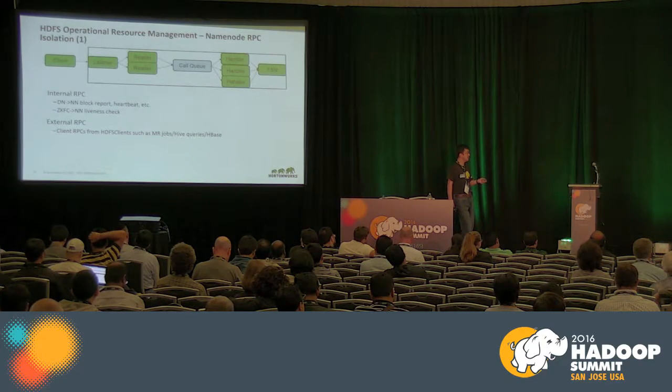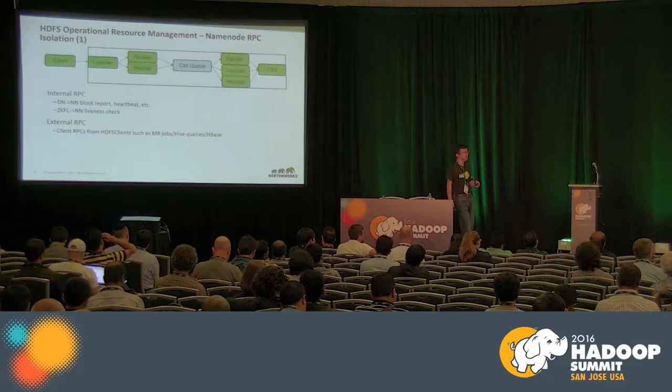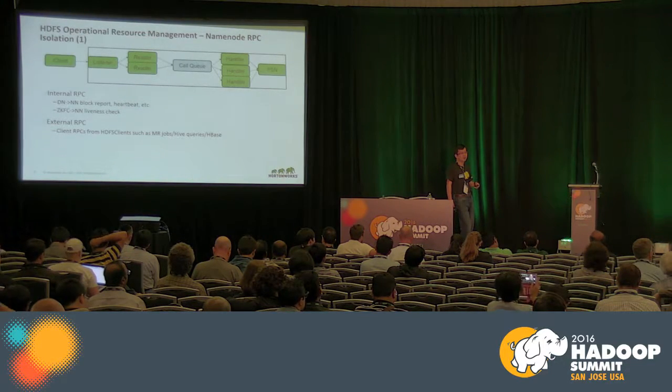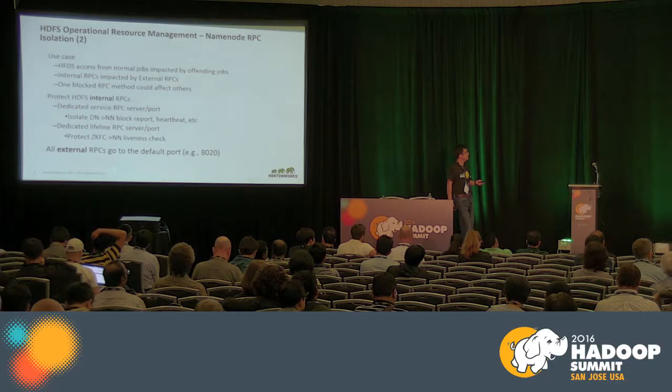And the other kind of RPC is what we call the external RPC. This is probably what most application developers are familiar with: the HDFS or distributed file system APIs, where the client requests file system metadata information from the NameNode to get block information, create or delete files, or list the directories.